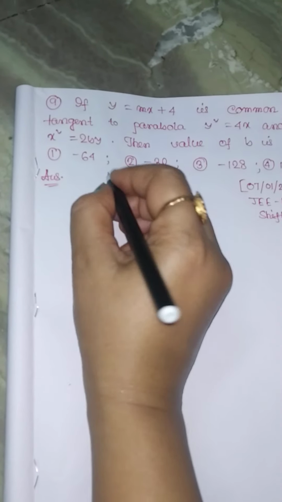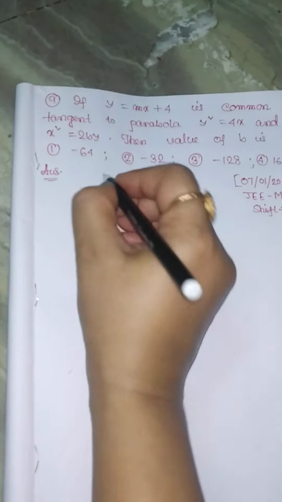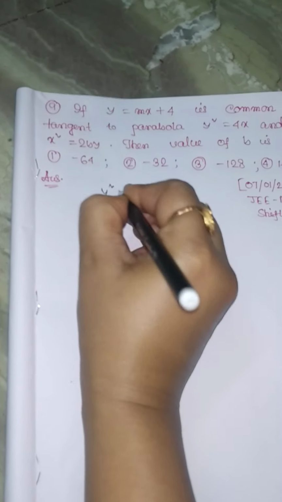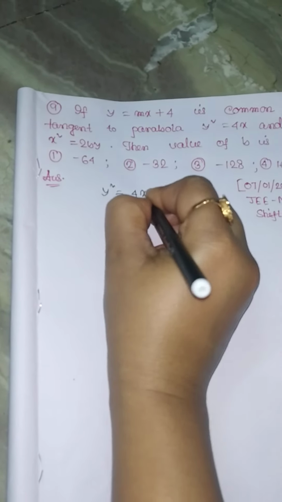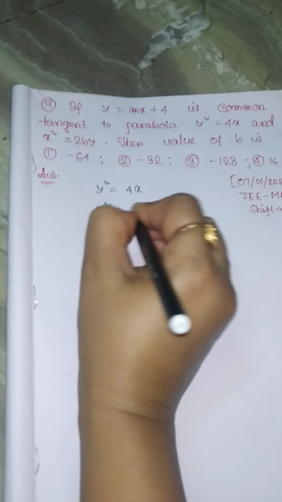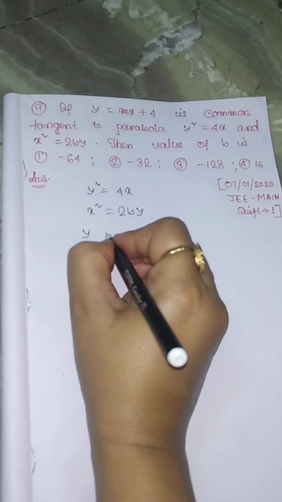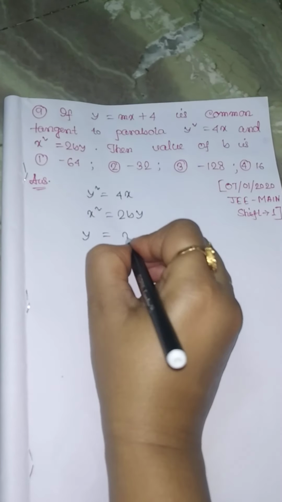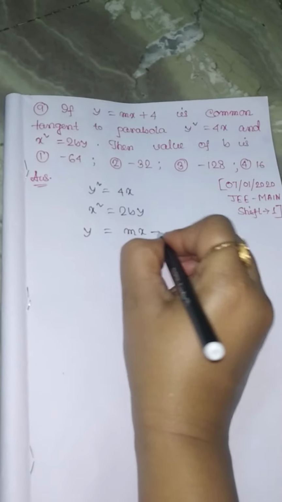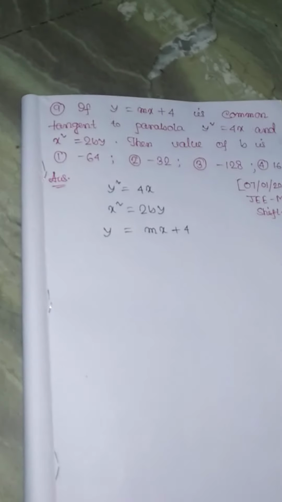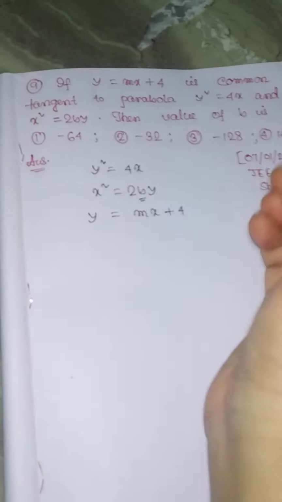First of all, two parabolas are given: y square is equal to 4x and x square is equal to 2by, and one common tangent is given. It is y is equal to mx plus 4. Then we should calculate the value of b.